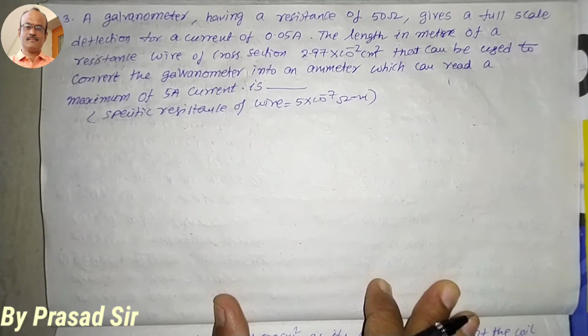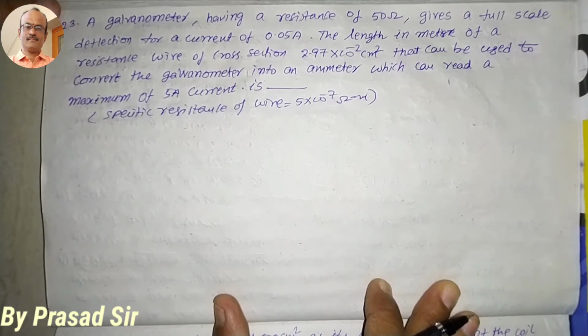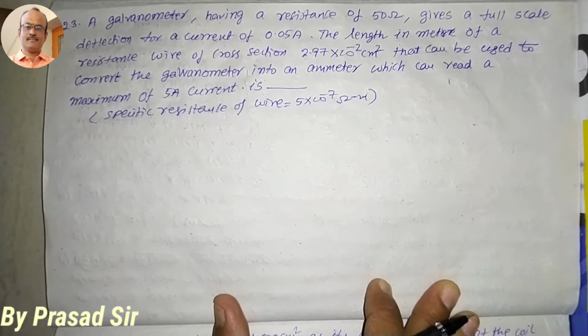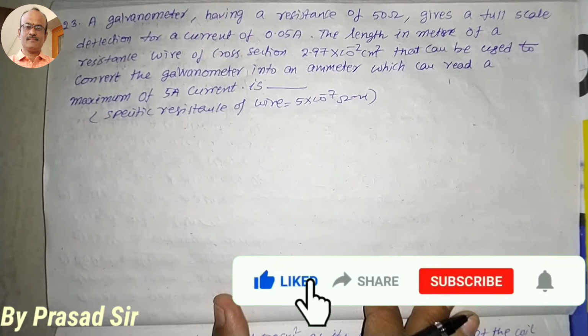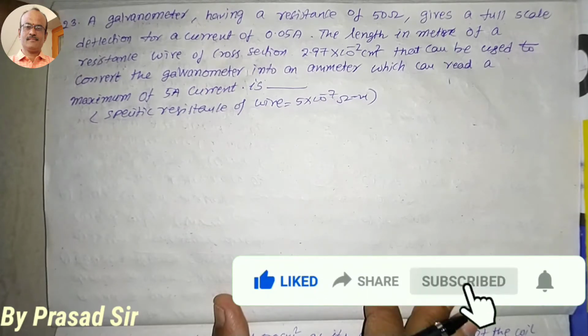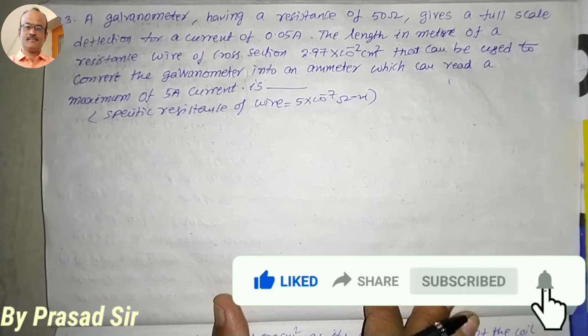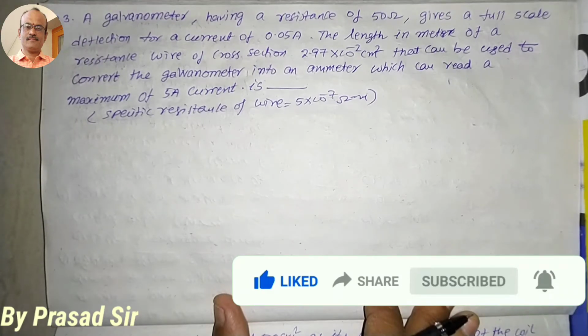The specific resistance of the wire is given as 5 × 10^-7 ohm meters. So which one do we want to calculate here? That is the length we want to calculate. So how much length of the resistance wire are we using to get the current of 5 amperes.